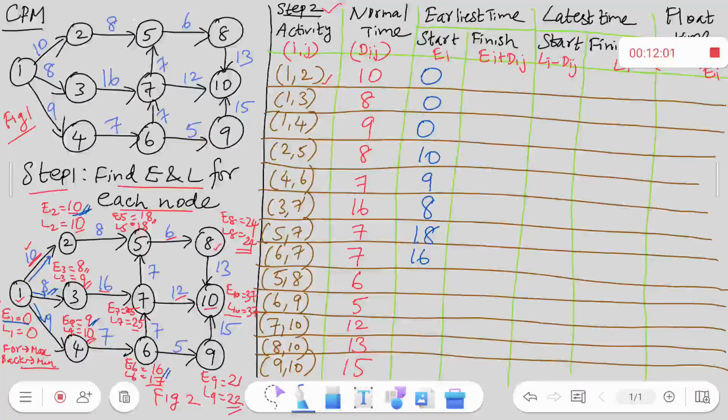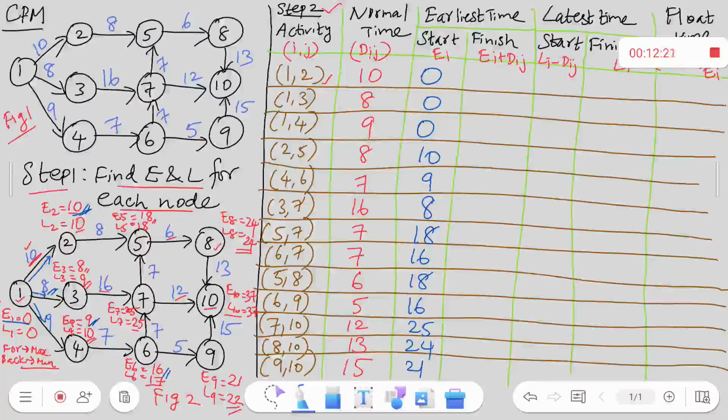Next is 5 to 8. It is again 18. Next is 6 to 9. It is again 16. Consider the starting node. 7 to 10 it is 25. Then it is 24. Then it is 21.